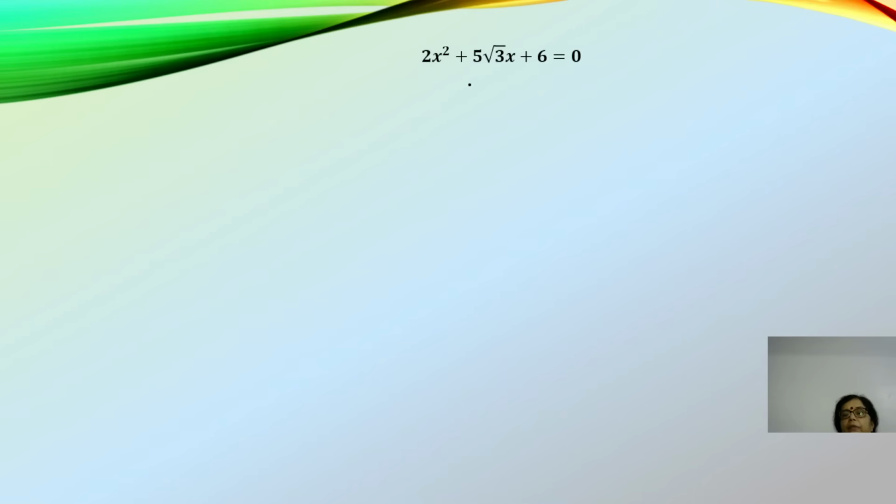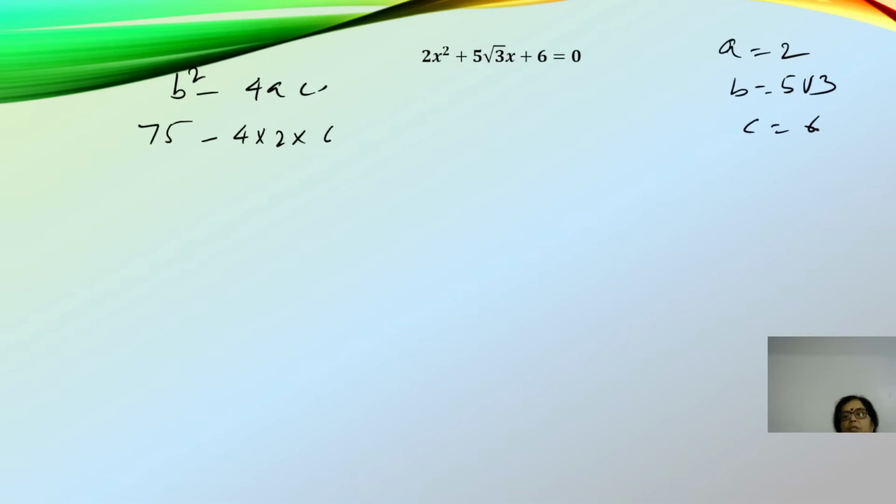Now here again, we have the middle term as an irrational quantity, that is b is 5 root 3. a is 2, b is 5 root 3, and c is equal to 6. So first we'll find out b squared minus 4ac. So b squared is 75, minus 4ac, that is 4 into 2 into 6, that is 48. So 75 minus 48 will give us 27.